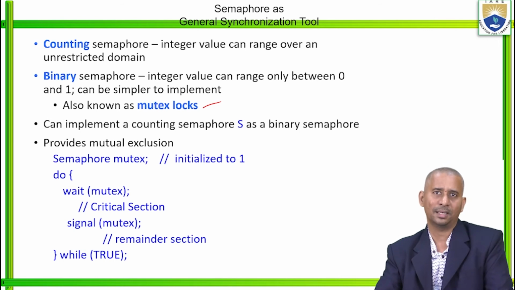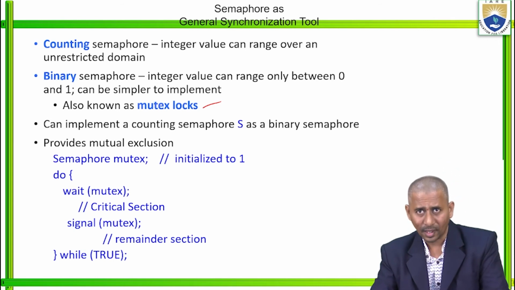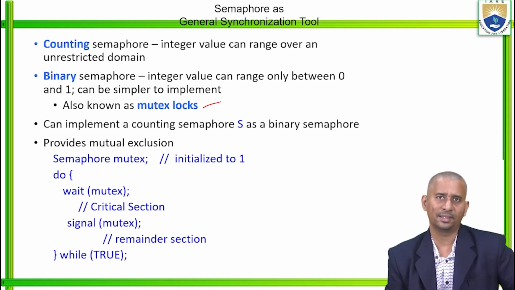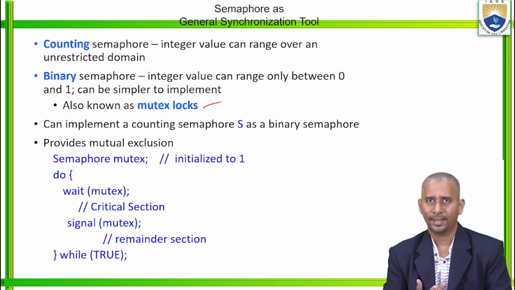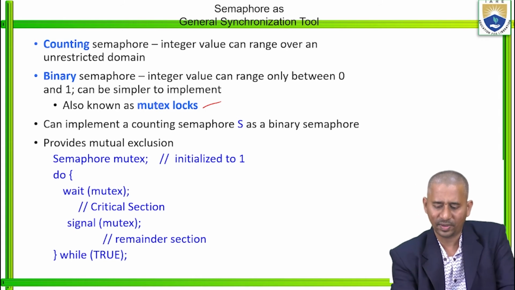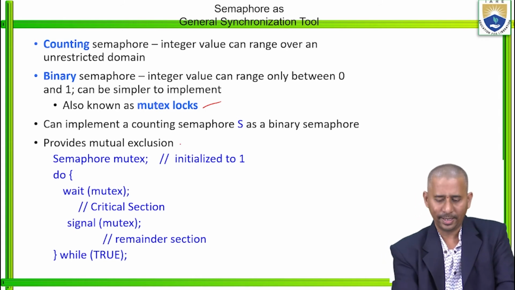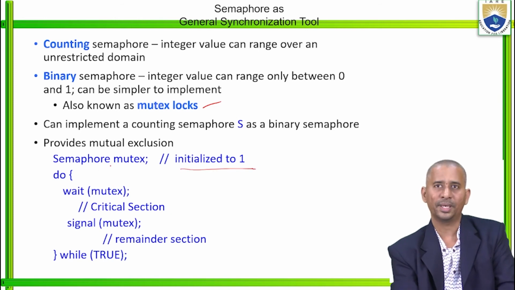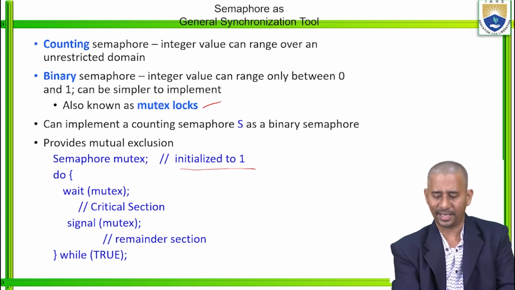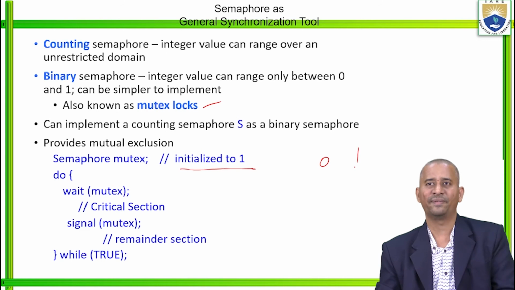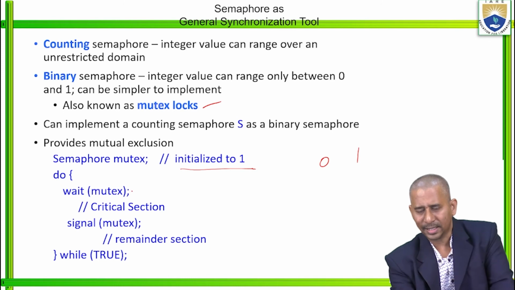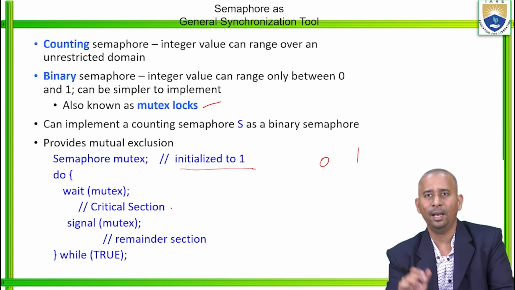So there are a number of ways to implement semaphores. First of all, you can take into consideration a counting semaphore, right? Can we implement a counting semaphore as a binary semaphore? If yes, that provides mutual exclusion. See here, initially the semaphore mutex is initialized to 1, because mutex locks are binary semaphores, so they can use the values only zeros and ones, right? Then wait of mutex, and that is the critical section.